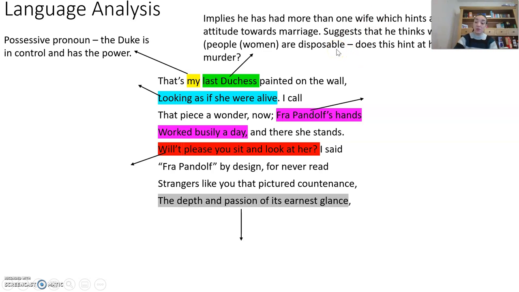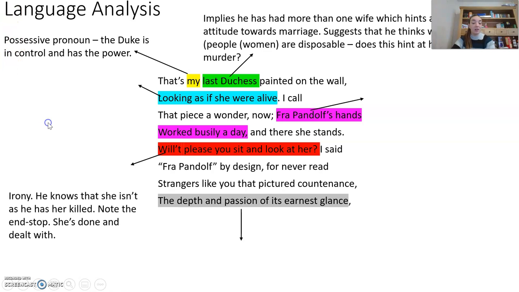Also, "my last wife," the most recent one that I've had. So we kind of get this feeling that potentially the Duke isn't as worried about marriage, because if he loses one wife, he could probably, because of his title, quite easily find another one. So, "that's my last Duchess painted on the wall, looking as if she were alive."